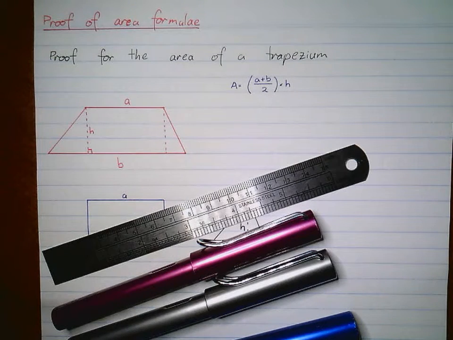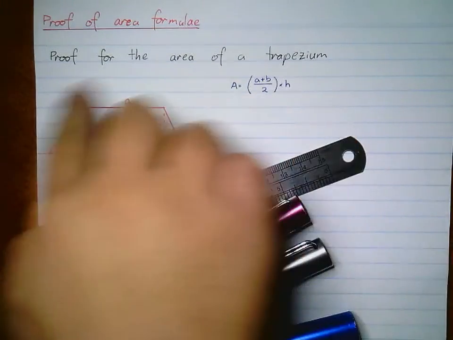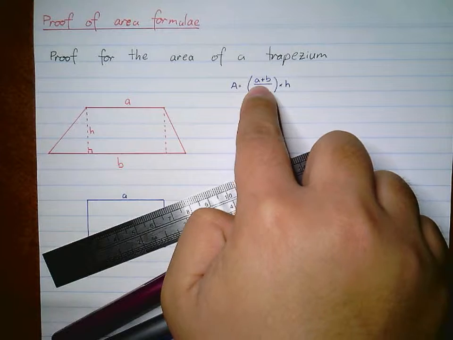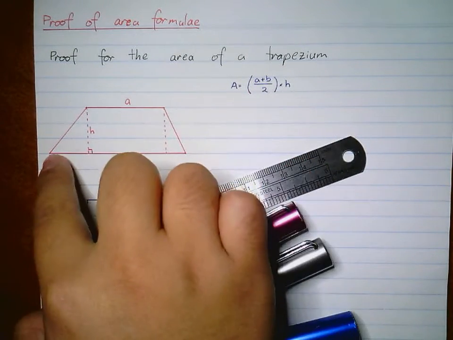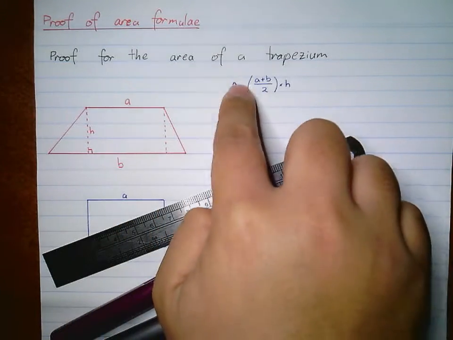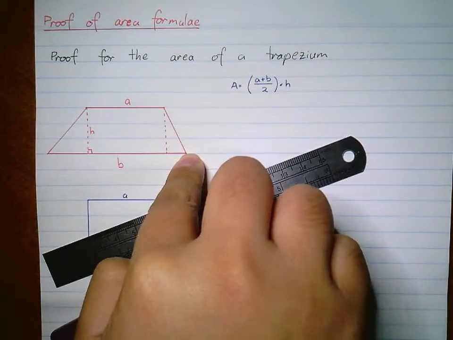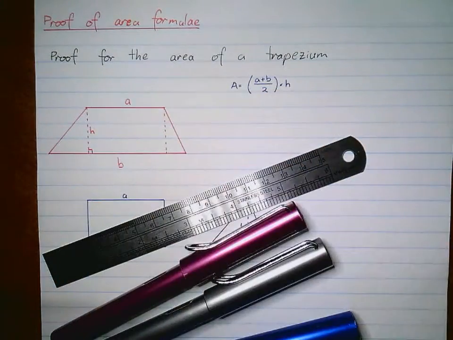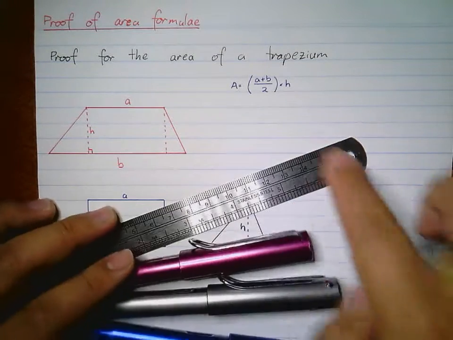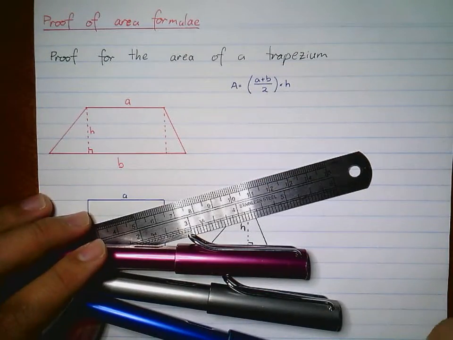Hello class, this is a video tutorial on the proof for the area of a trapezium. The area of a trapezium is the sum of the shorter and the longer parallel lines, so (a plus b) divided by 2, multiplied by the height. And we're going to prove why this is the formula for the trapezium.